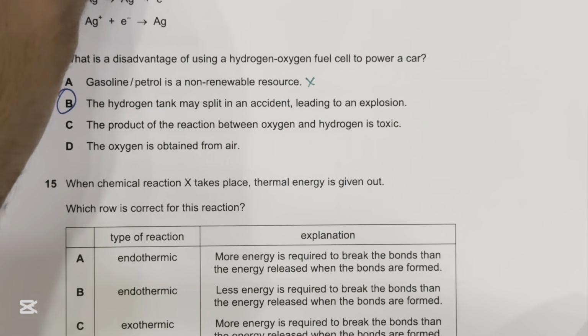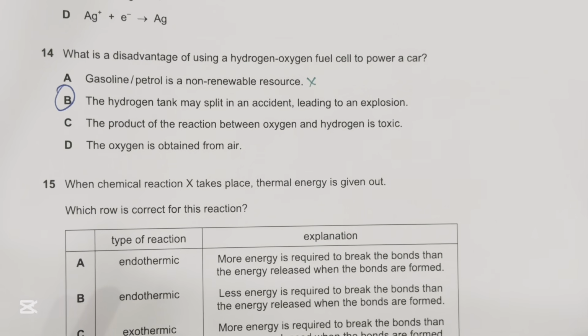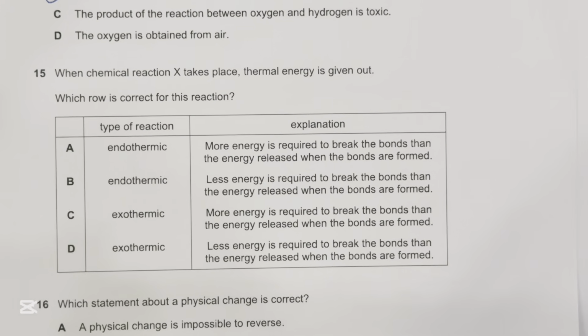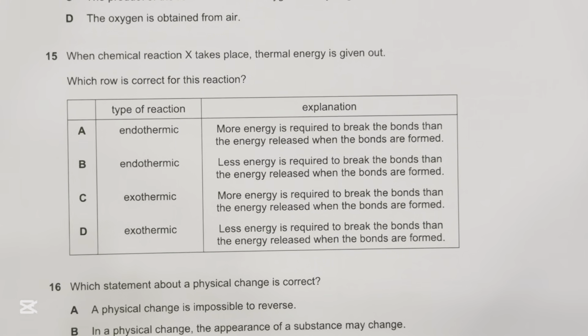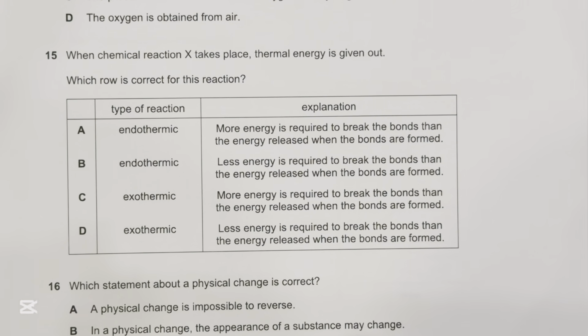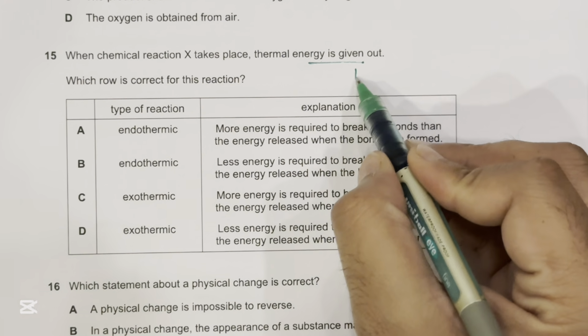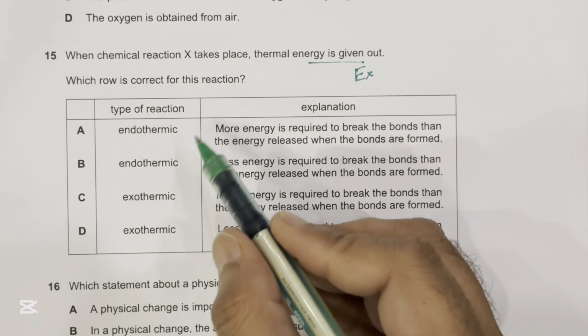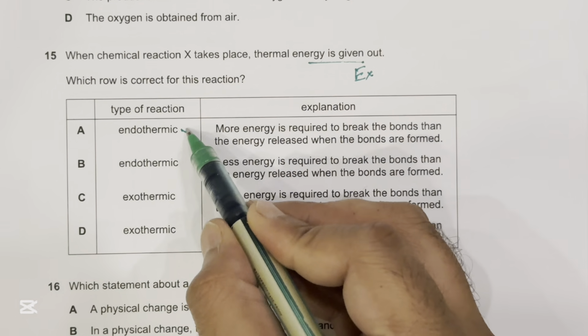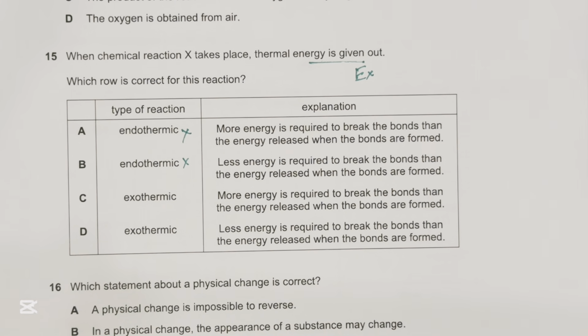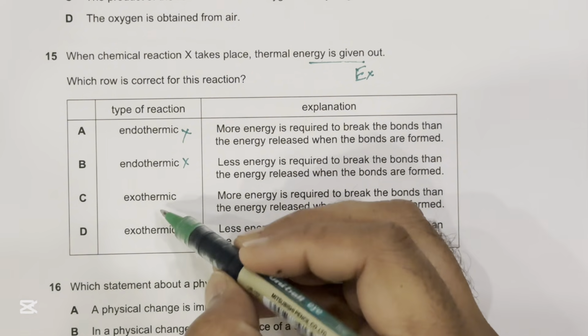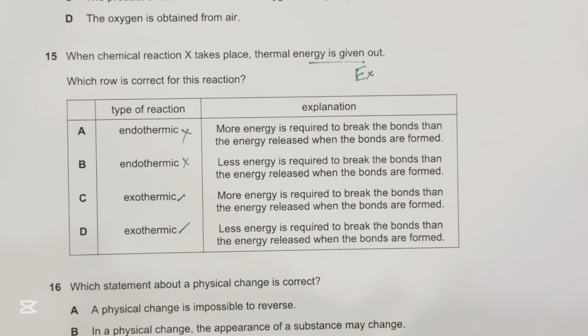So 14 has option B as the right option. Moving to question number 15. When chemical reaction X takes place, thermal energy is given out. So over here energy is released, so it is an exothermic reaction. So options A and B are carrying endothermic, so you don't need to read their explanation to save your time. Options C and D are carrying exothermic, so we have to decide by their explanation.